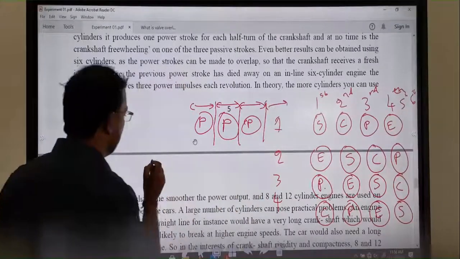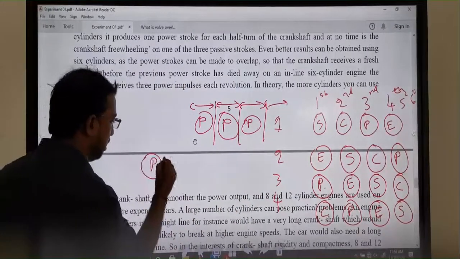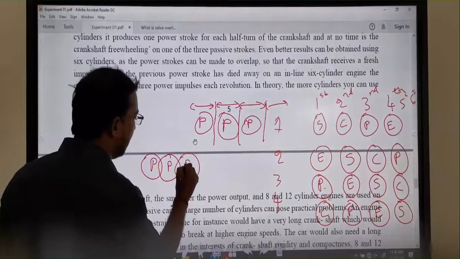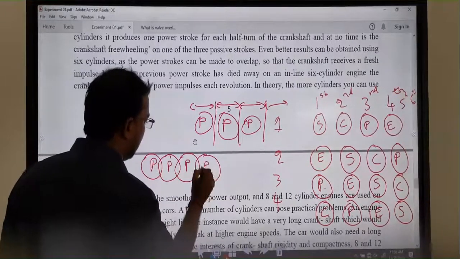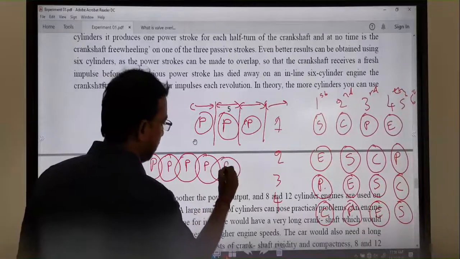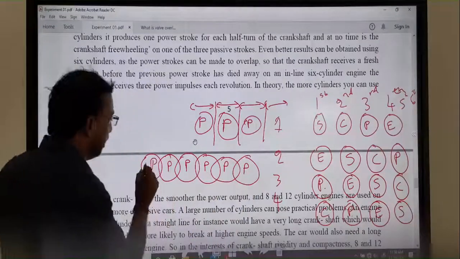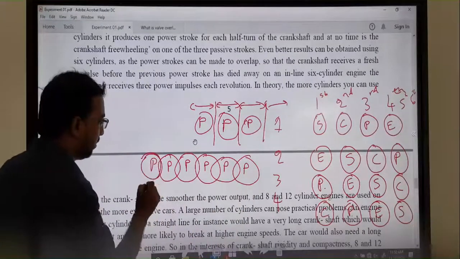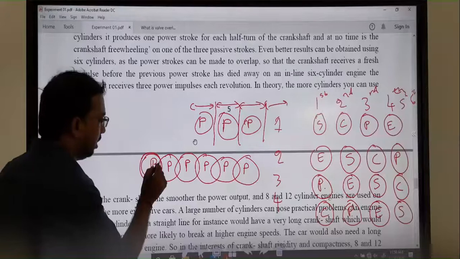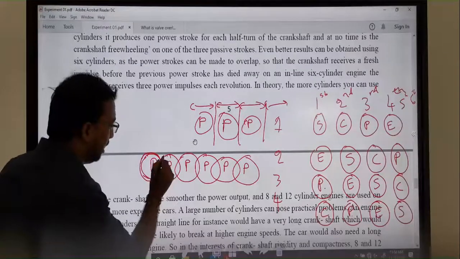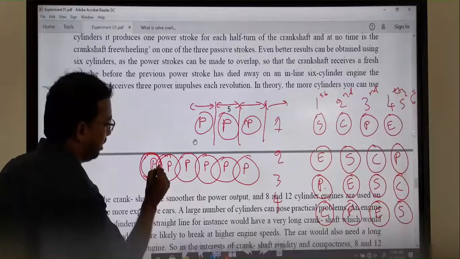But in the six cylinder engines, one of the cylinders finishes the power stroke, but the other cylinder starts before it finishes.